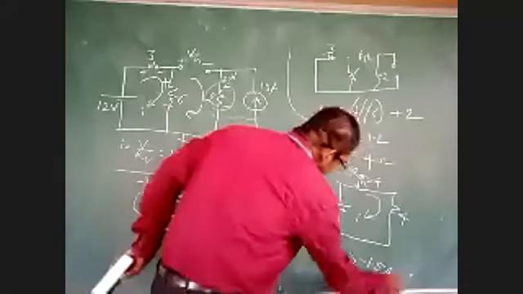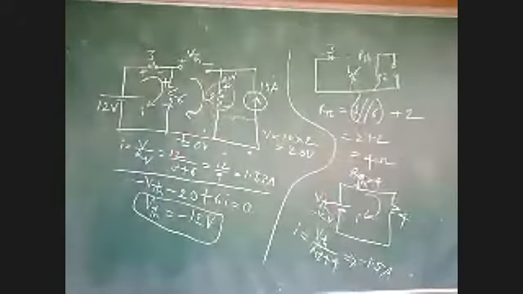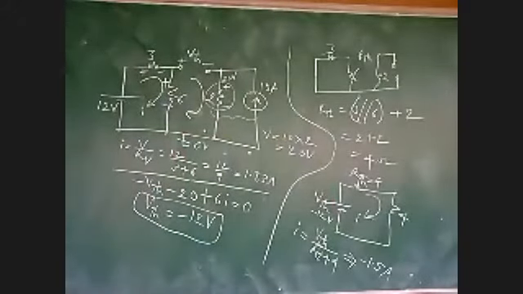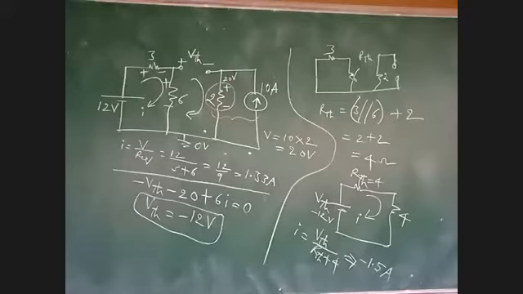The answer is minus 1.5. That is the current in 4 ohms.